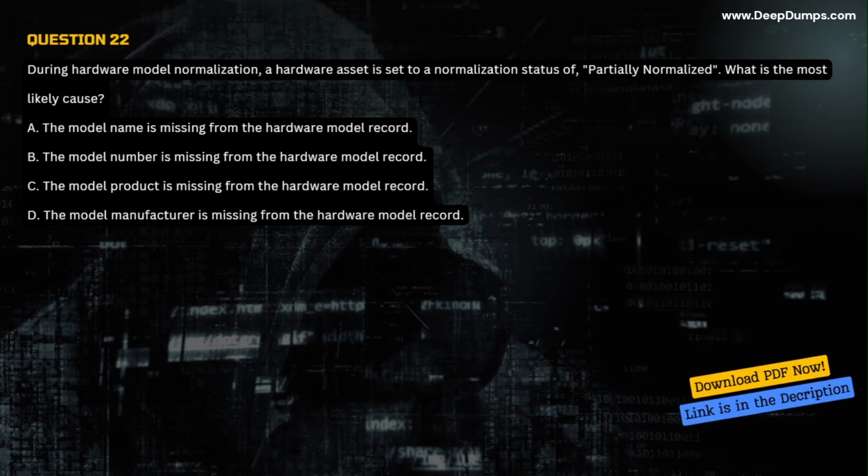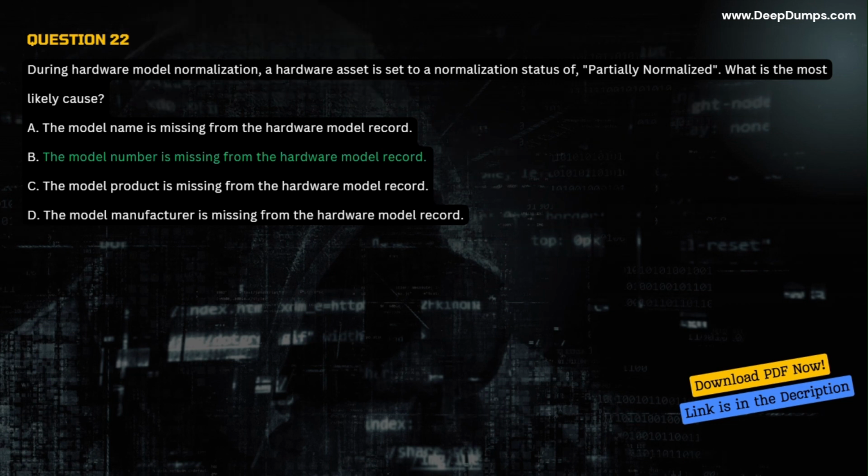Question 22. During hardware model normalization, a hardware asset is set to a normalization status of partially normalized. What is the most likely cause? A. The model name is missing from the hardware model record. B. The model number is missing from the hardware model record. C. The model product is missing from the hardware model record. D. The model manufacturer is missing from the hardware model record.